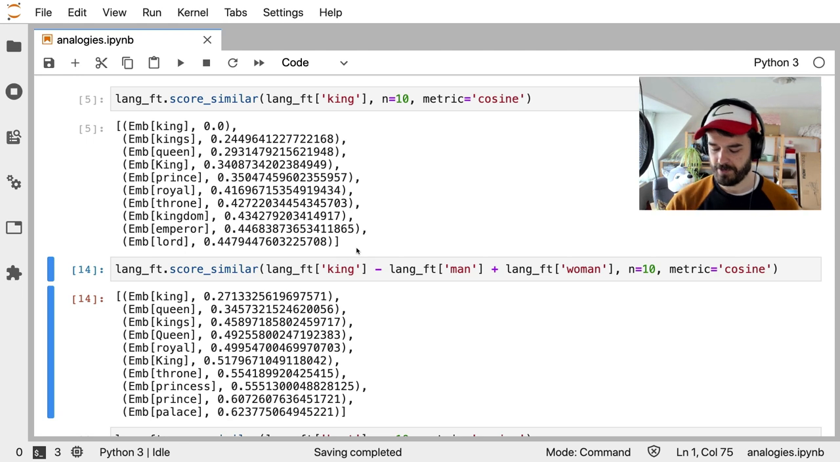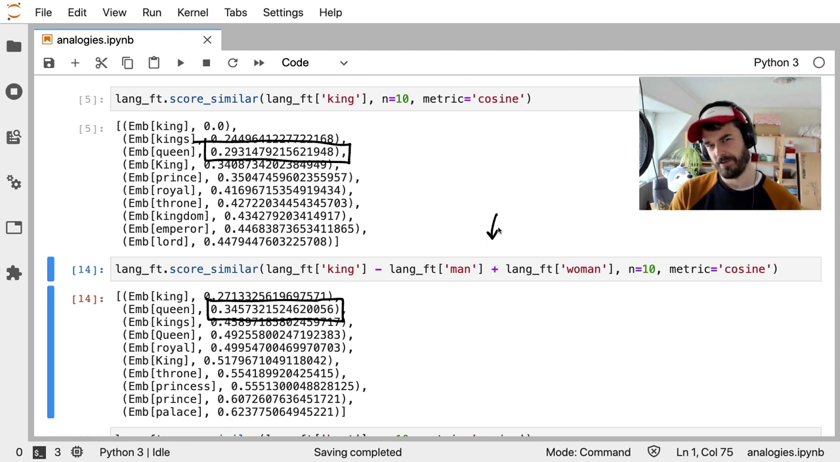And to make matters worse, if you look at the distance from king to queen here, and if you look at the distance from queen to this vector here, then it seems that we're even further away. So this claim doesn't seem to hold, at least not for fastText, spaCy, and BytePair. Those are the languages that I've been trying this on.